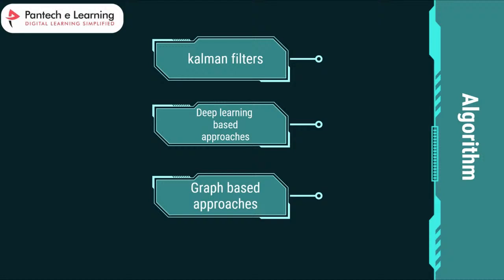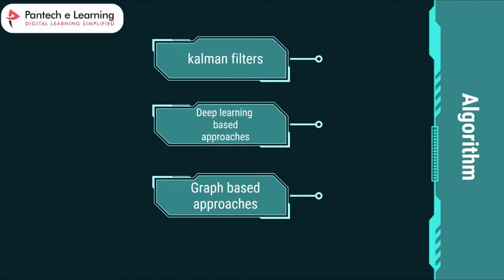The next one is deep learning based approaches. Deep learning is like a super smart student. It uses neural networks, which are computer systems inspired by the human brain, to learn from large amounts of data and make predictions or decisions.